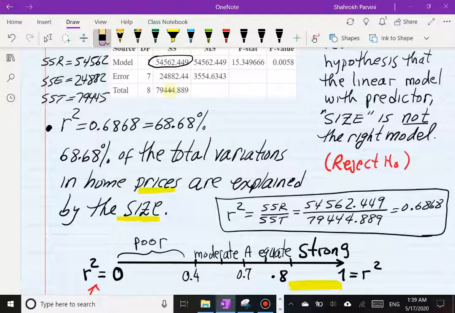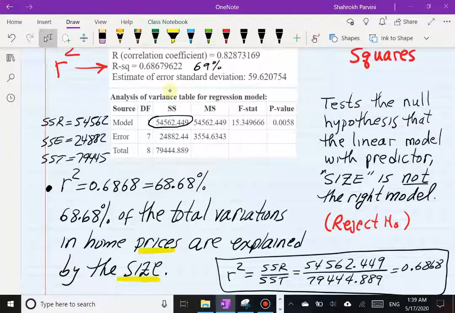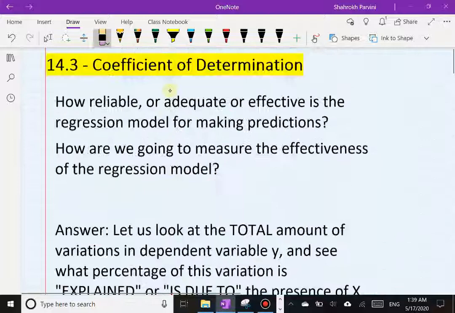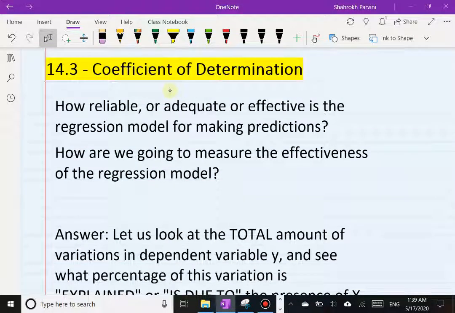If you want to do it by hand, that's how you would do it. Okay, so there you have it. With that, we are done with this section, and we only have one more section remaining in chapter 14, and that is the section on correlation analysis. We're going to look at correlation in our next section. But for now, we are done with section 14.3.